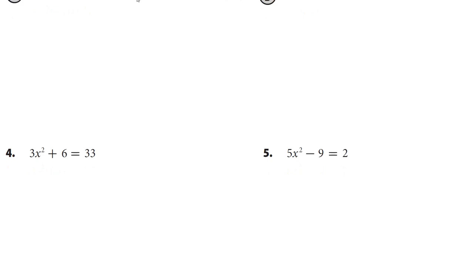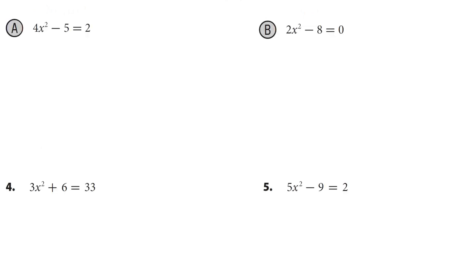4x squared minus 5 equals 2. So what we want to do here is we want to make sure that first we follow the steps that we usually follow for solving equations. So first I need to get rid of this negative 5. So I'm going to add 5 to both sides. And I get 4x squared equals 7. Then I want to divide both sides by 4. And I get x squared equals 7 divided by 4 is 1.75.